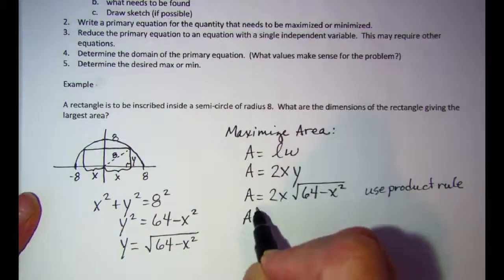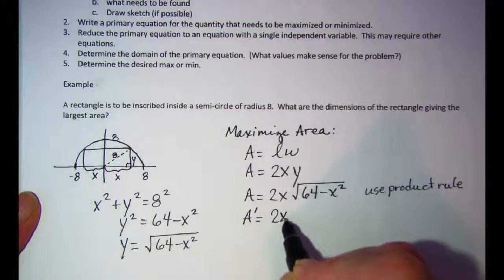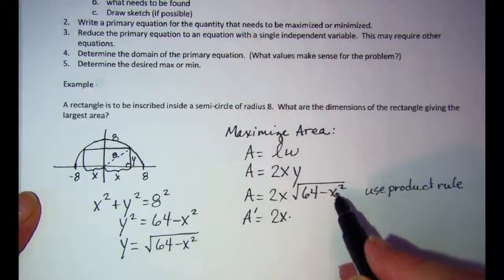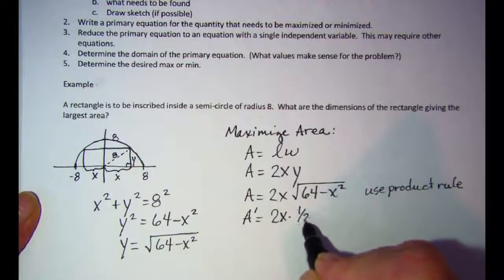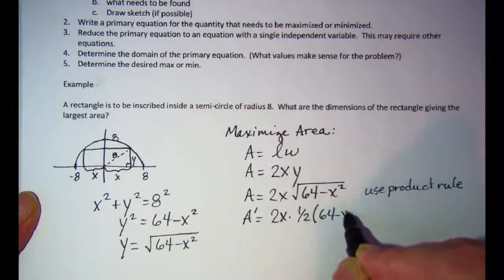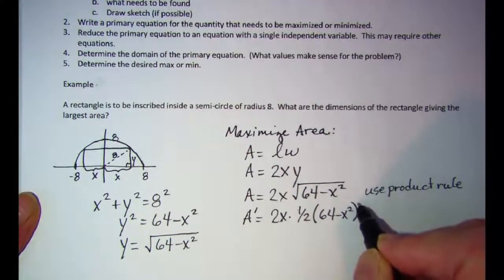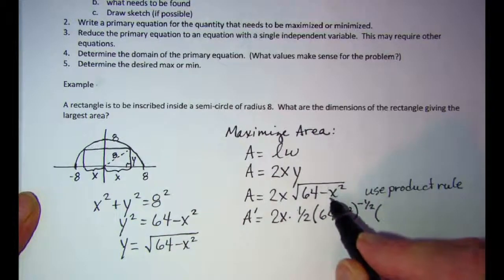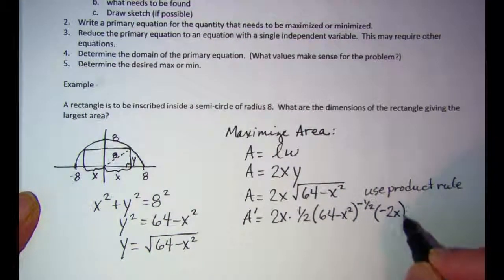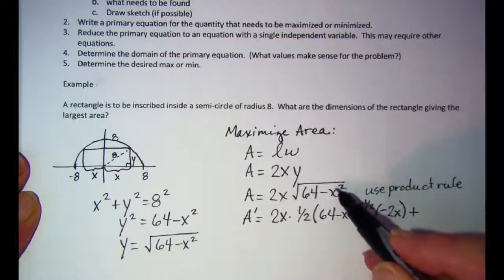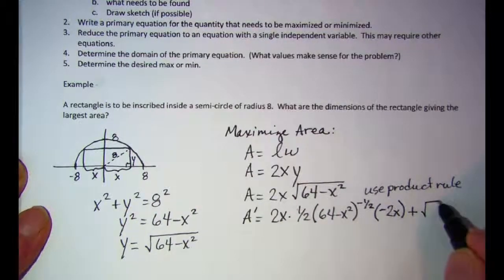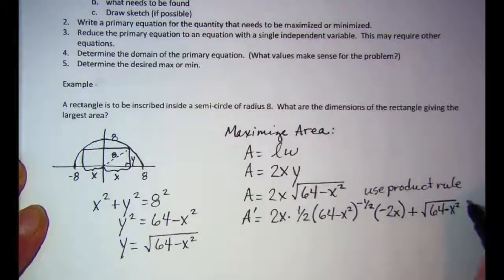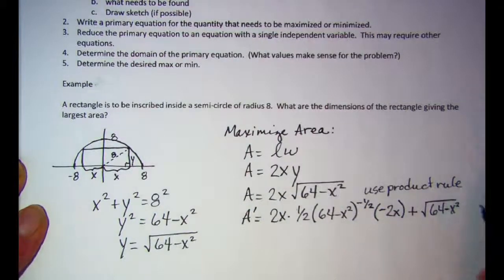So my derivative is 2x times, this is the same as 64 minus x squared raised to the 1/2 power, so 1/2 times 64 minus x squared, and then reduce the exponent by 1, so it'll be a negative 1/2, and then multiplied by the derivative of the inside, which will be a negative 2x, plus my radical, square root of 64 minus x squared times the derivative of this first factor, which is just 2.